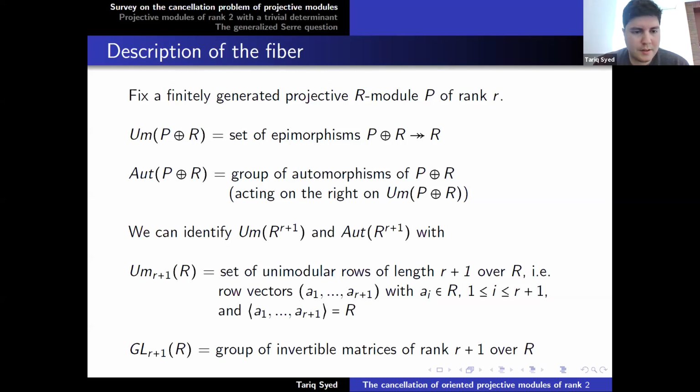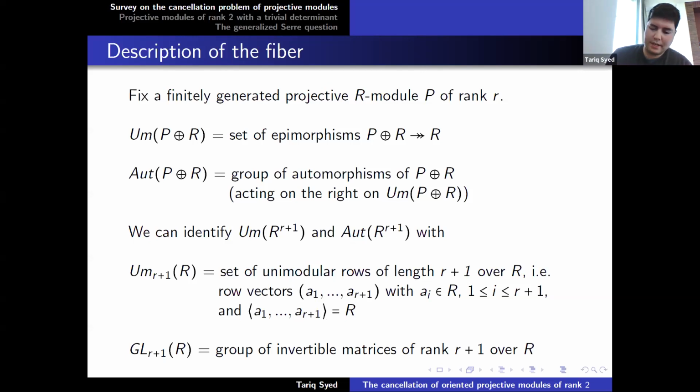It is a little easier in the case when P is a free module. Then we can identify the set of epimorphisms from R^(r+1) onto R with the set of unimodular rows of length r plus 1 over R, that is, row vectors of length r plus 1 whose coefficients are elements of R and which generate R as an ideal. That just means that the row vector defines an epimorphism. We can identify the automorphism group simply with GL_(r+1)(R), the group of invertible matrices of size r plus 1 over R. Then the right action mentioned above is simply given by matrix multiplication.